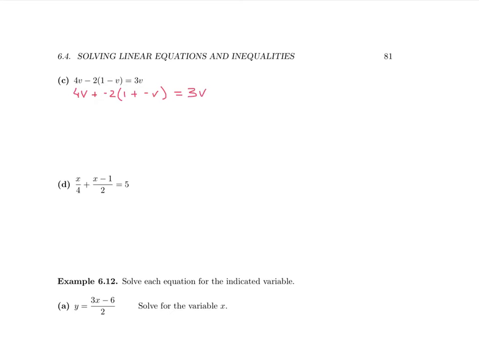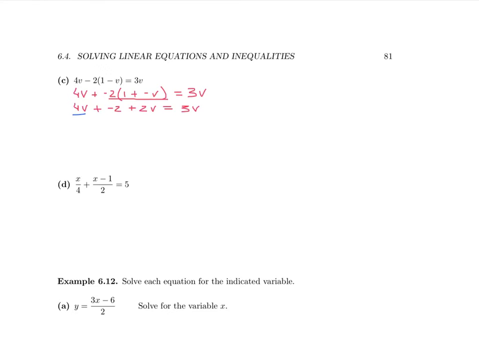Now we can use the distributive property. 4v plus, use the distributive property right there. Negative 2 times 1 is a negative 2, plus negative 2 times a negative v is a 2v, and this is equal to 3v.